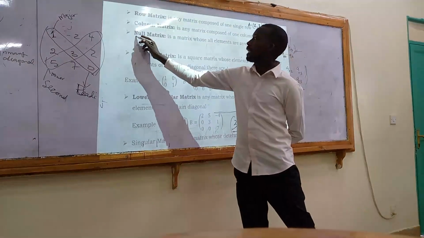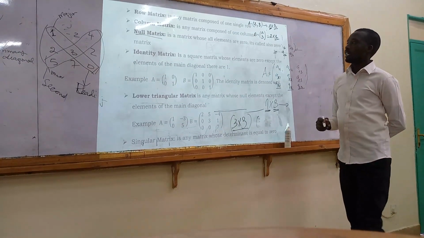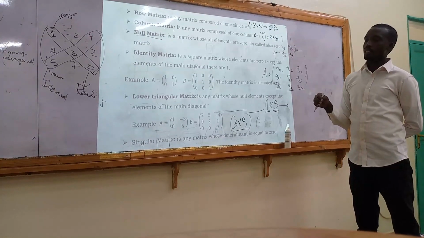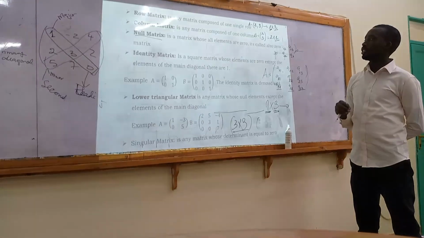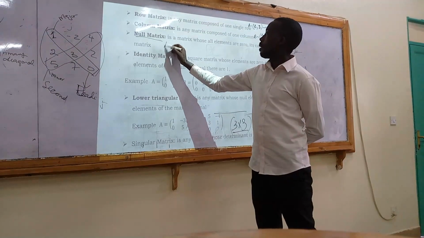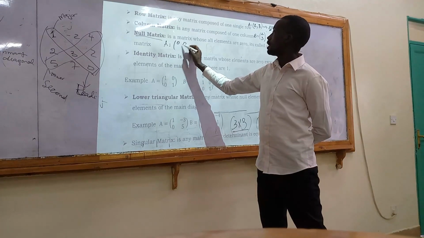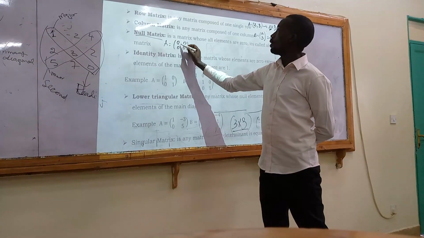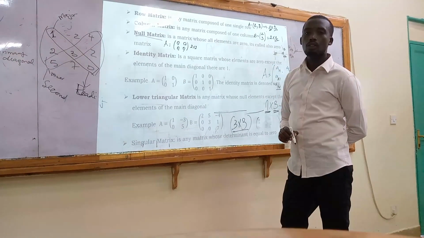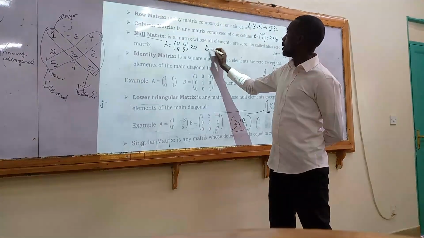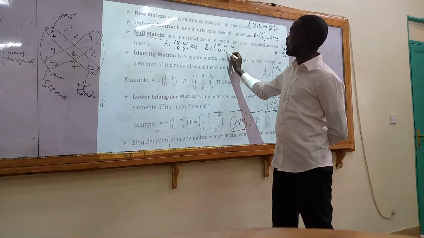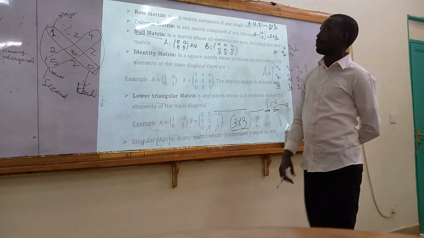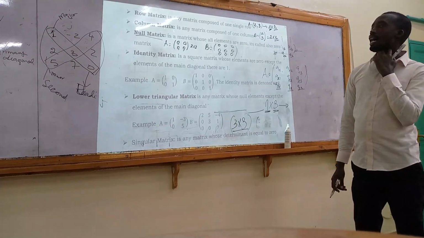We have what we call the Nil Matrix. A Nil Matrix is a matrix where all the elements within that matrix are zeros. So for example, when we take our matrix A, which is 0, 0, 0, 0, this one is a 2 by 2 matrix, but all the elements here are zeros. That matrix is called a Nil matrix. When we take B, we have 0, 0, 0, this is a 3 by 3 matrix, but all the elements are zeros. We call that matrix a Nil matrix.